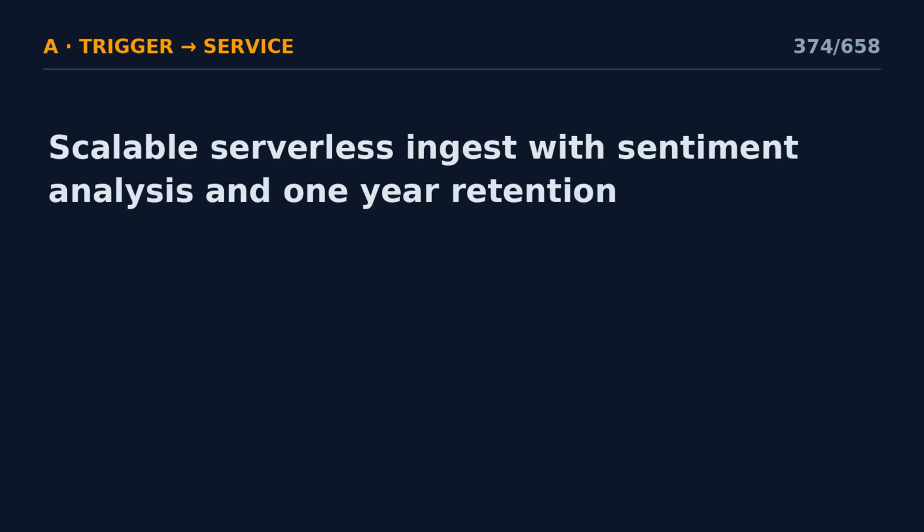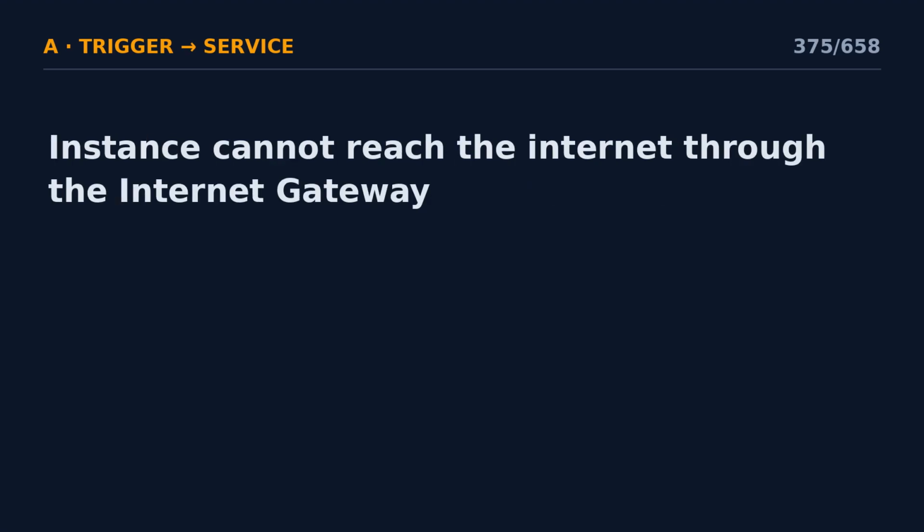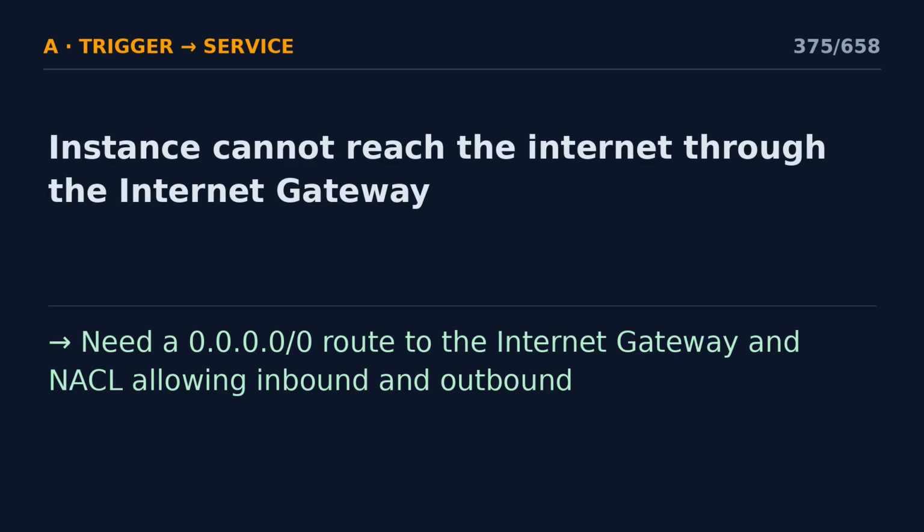Scalable serverless ingest with sentiment analysis and 1-year retention. Answer: API Gateway plus SQS plus Lambda plus Amazon Comprehend plus DynamoDB with TTL. Instance cannot reach the Internet through the Internet Gateway. Answer: Need a 0.0.0.0/0 route to the Internet Gateway and network ACL allowing inbound and outbound.